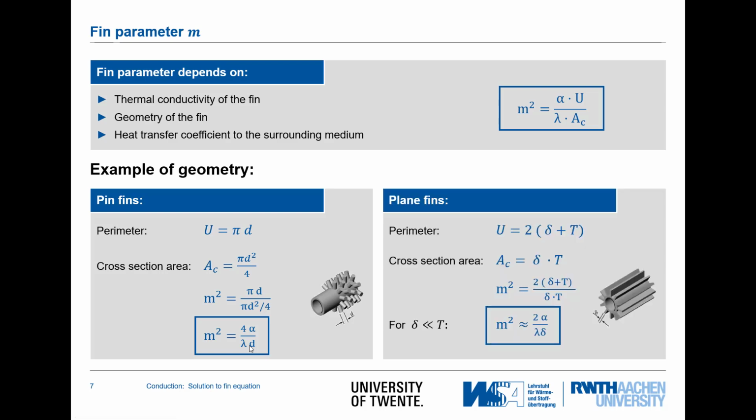Another type of fin geometry is, for instance, a plane fin, where the fin extends along here. For calculating that, we of course need the perimeter, which is 2 times the thickness of the fin plus the depth t, and the cross-sectional area is the thickness times the depth. If we calculate m squared, we have on the top delta plus t, and on the bottom delta times t. Because usually the depth t is much larger than the thickness delta, we can reduce the part on the top so that the delta can drop out, and then the t also drops out, and the fin parameter becomes 2 alpha divided by lambda times delta.